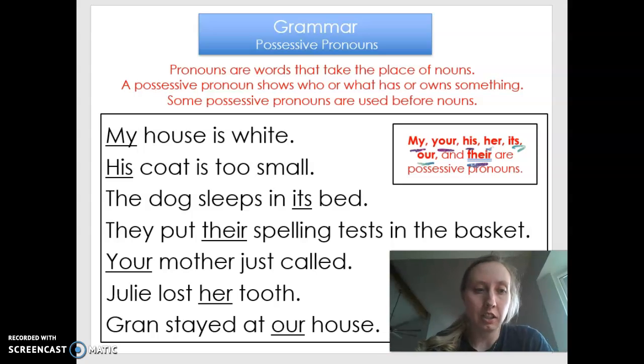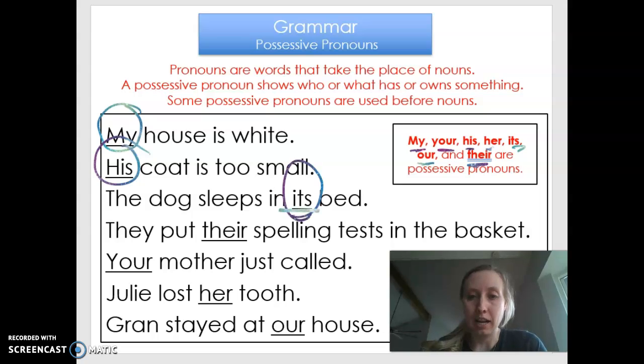So here, we're going to quickly do this. My coat is white. My is the possessive pronoun. His coat is too small. It's his coat. The dog sleeps in its bed. It's its bed. They put their spelling tests in the basket. It's their spelling tests. That's possessive. Your mother just called. It's your mother. It's a possessive pronoun. Julie lost her teeth. It's her teeth. Gran stayed at our house.